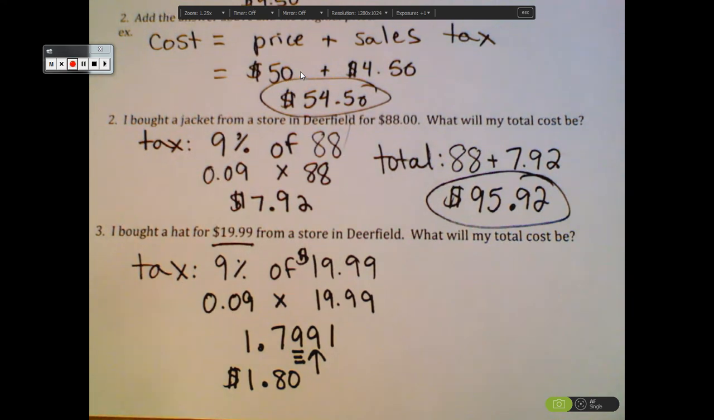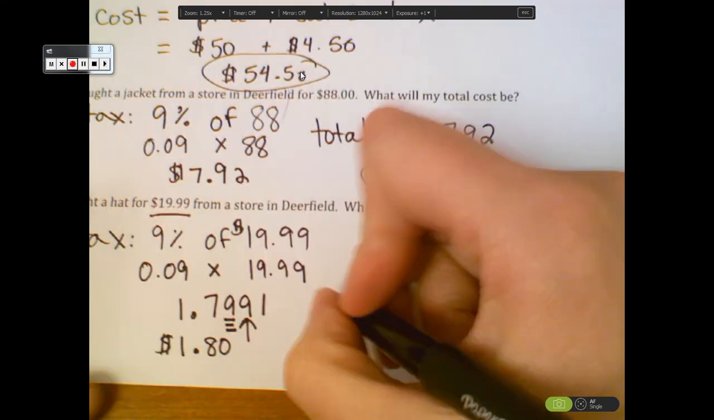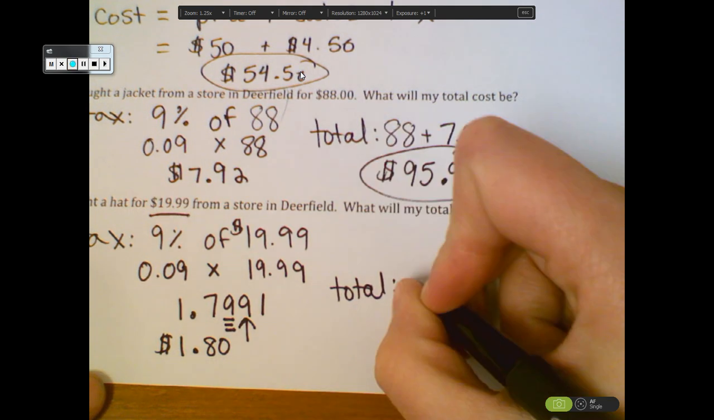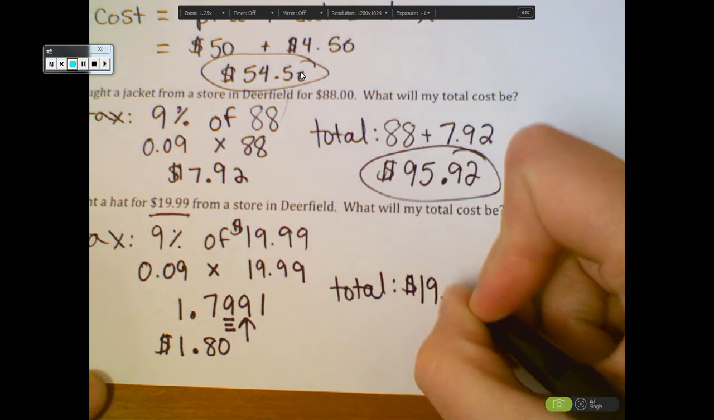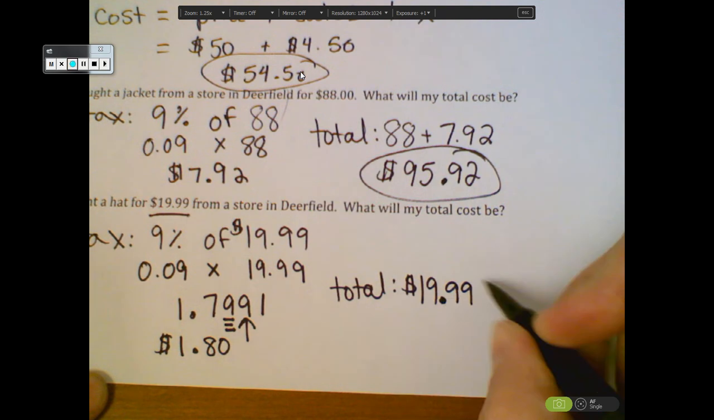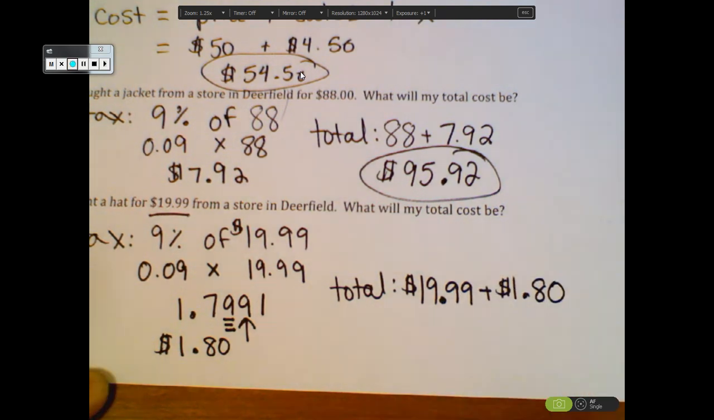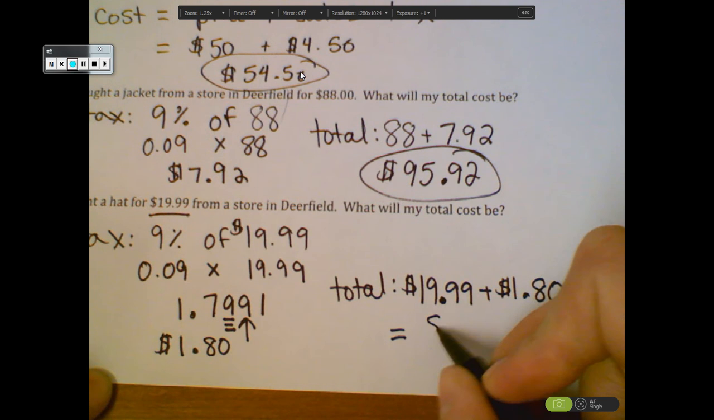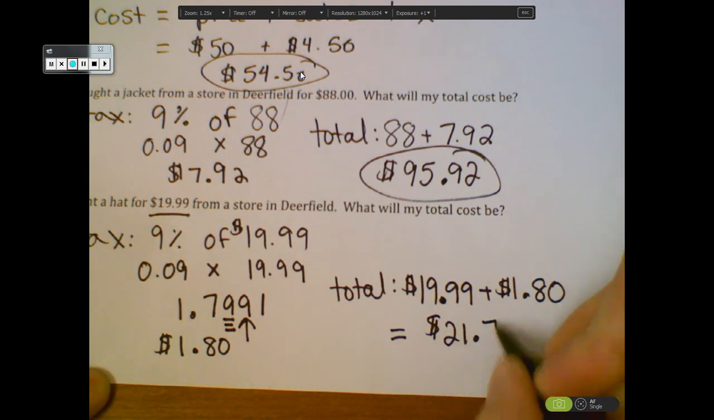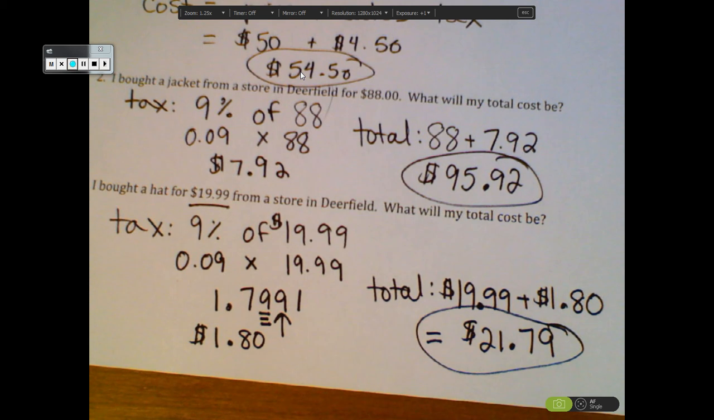I bought a hat for $19.99 and my tax is $1.80. So my total cost is going to be $19.99 plus the tax, $1.80, for a total of $21.79. Hopefully you got that answer as well.